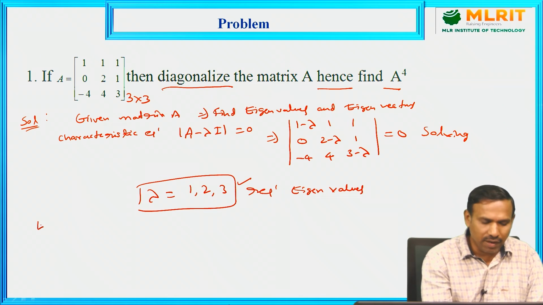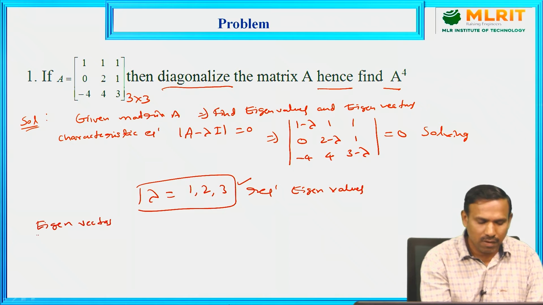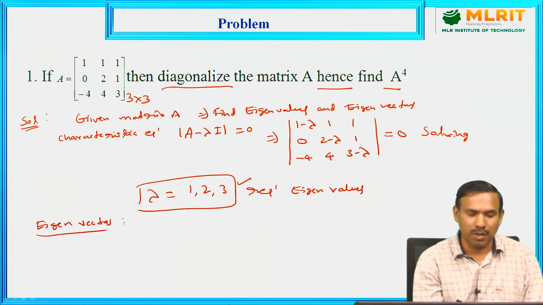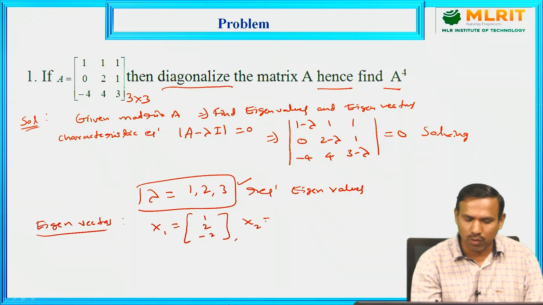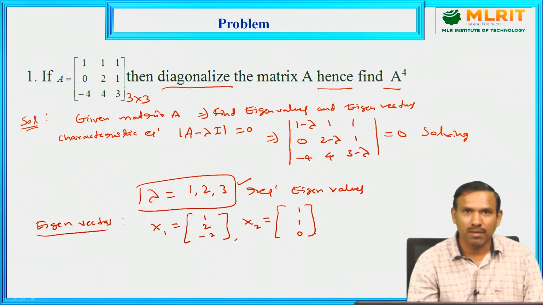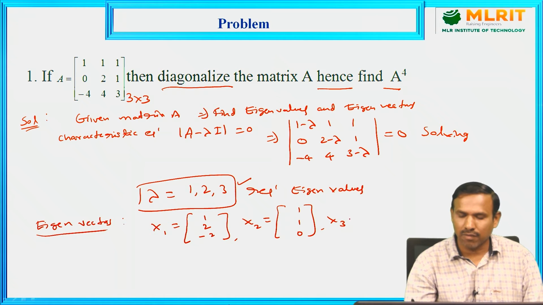Next, eigenvectors. What are the eigenvectors? I am giving the determined values here, that is, eigenvectors for lambda is equal to 1. I am calling it the first eigenvector. The first eigenvector here is 1, 2, minus 2, and the second eigenvector for lambda is equal to 2 is 1, 1, 0. Third eigenvector x3, here I am taking 1, 1, 1. So in this problem, I am not finding the eigenvalues and eigenvectors in detail.